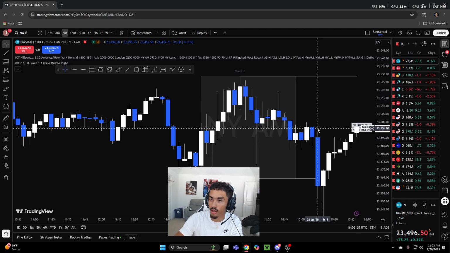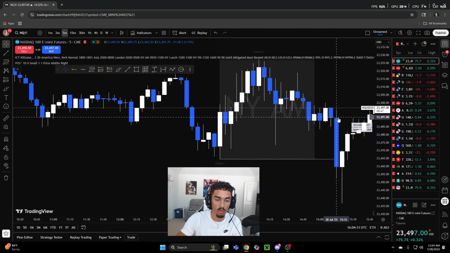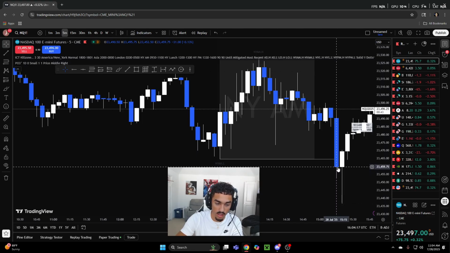It's like a snail trail. That's what you want to think of it as, a snail trail. So it pushed up, created this wick, and then it got pushed down, and this is where price closed. This is how expensive price was when it closed, and how low the price was when it closed.